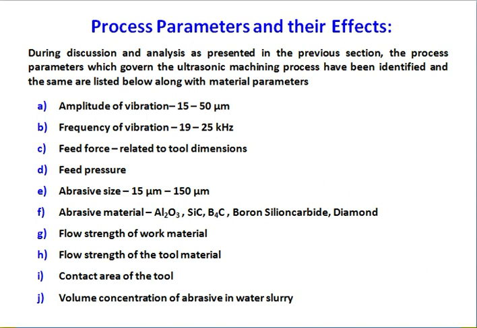Now we are going to have a brief discussion and analysis about the process parameters and their effect. So what are the process parameters? First is the amplitude of vibration. It varies from 15 to 50 micrometers.